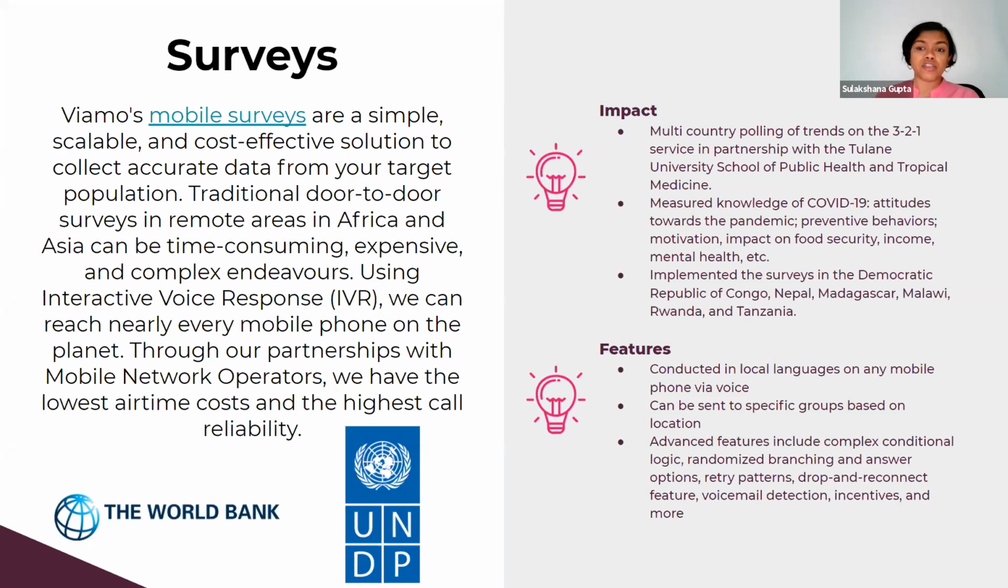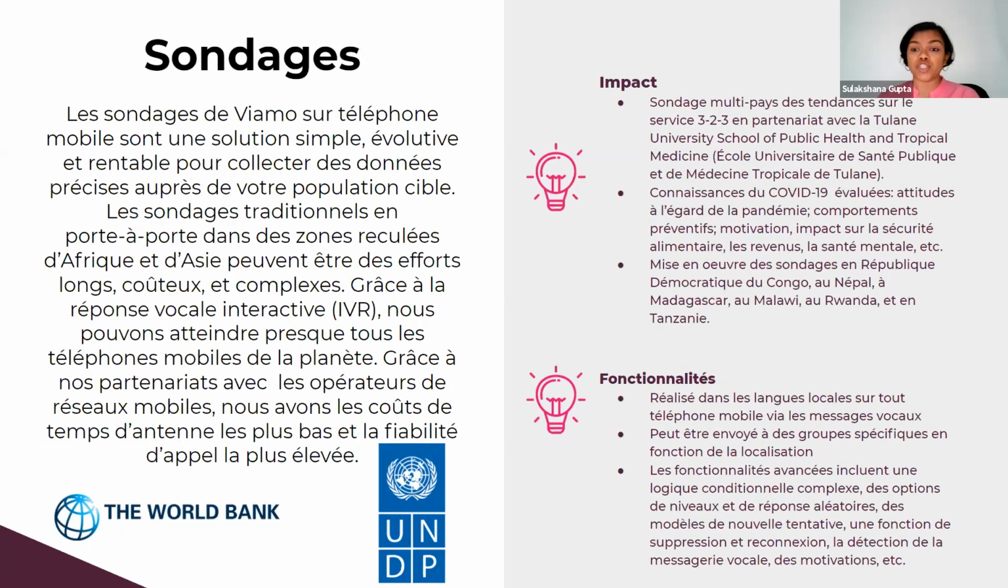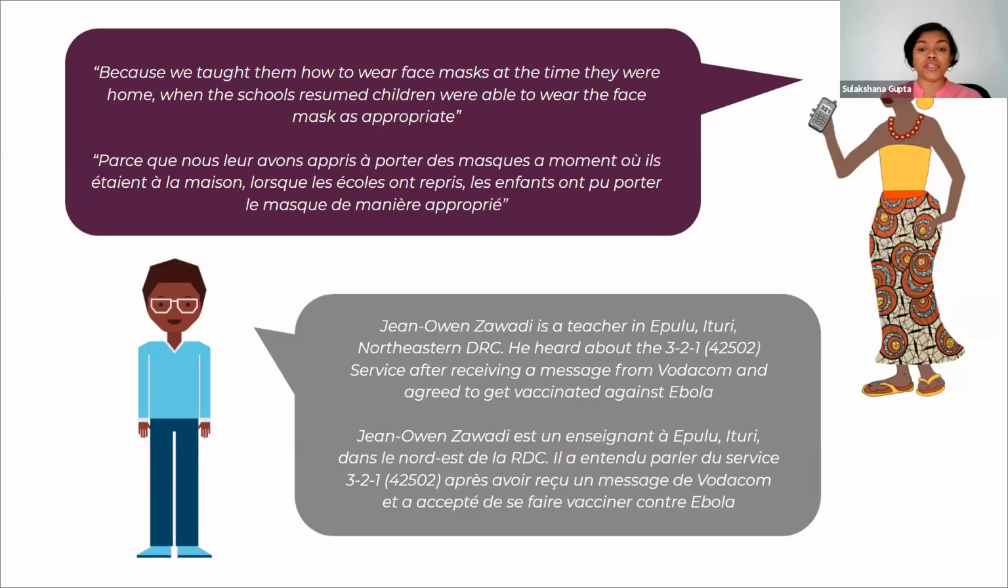Some of the successes from 2020 was that we were able to launch these multi-country polls to monitor trends on COVID-19 in partnership with people like the Tulane University School of Public Health and Tropical Medicine. Through this, we were able to measure knowledge of COVID-19, attitudes towards the pandemic, impact on food security, income, mental health, and all of this is available on our website. Once again, the advantage of this kind of survey methodology is that it's rapid and can be deployed fairly quickly.